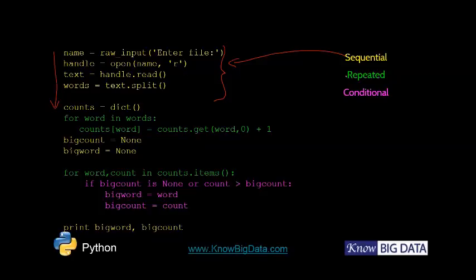All right, then in green color we have the repeated steps. These are the steps which will be repeated. All right, so this will be the repetition steps. And then in the violet color we have the conditional steps. This is a program showing how we have integrated three types of steps: sequential, repeated and conditional.